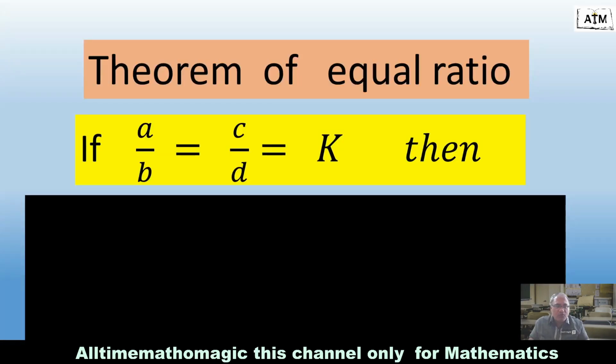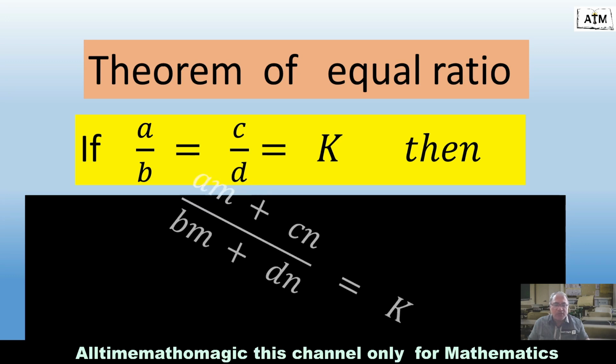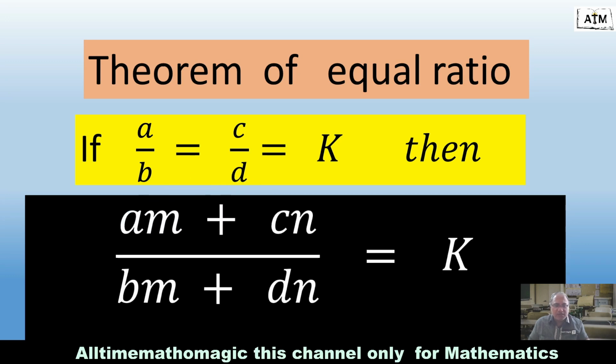According to the theorem of equal ratio, if A upon B equals C upon D equals k, then we can select two integers m and n such that Am plus Cn upon Bm plus Dn equals k. By using this theorem, we can proceed further to prove LHS equals RHS.